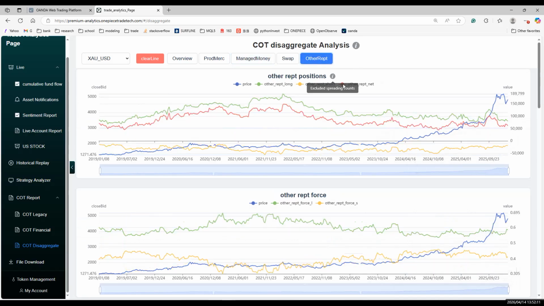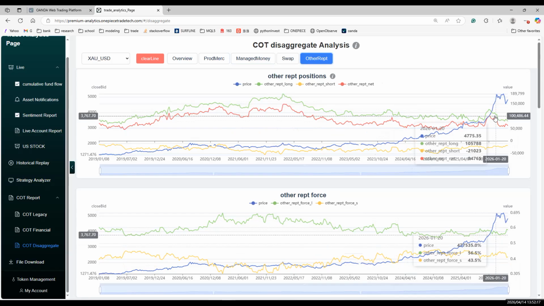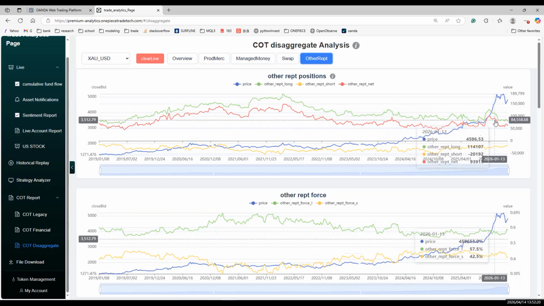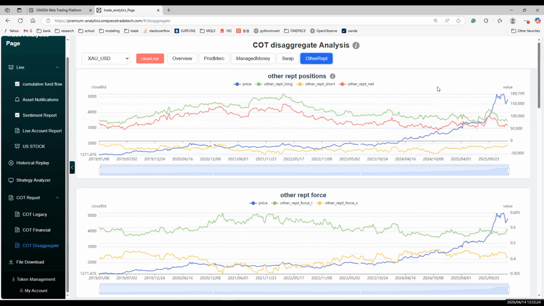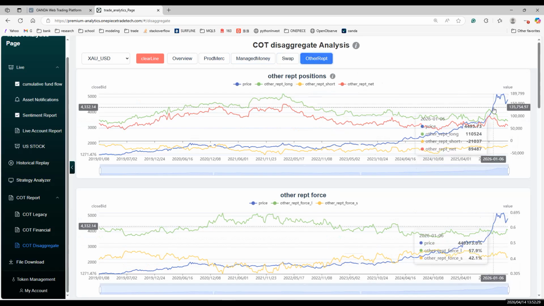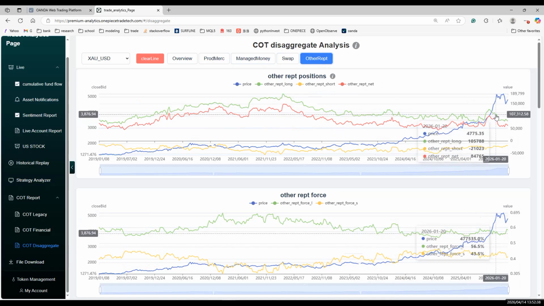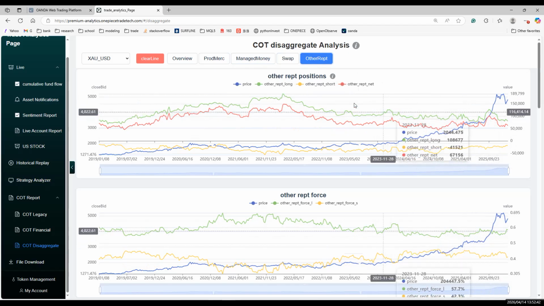And for the other reportables as well, we see that maybe it's the central banks or the treasuries. Either way, we don't have any further breakdown, but as a group, the managed money and the other reportables, which have been the major buyers in 2025, have been reducing their long interest in gold, which is the same observation we see from the legacy report again.